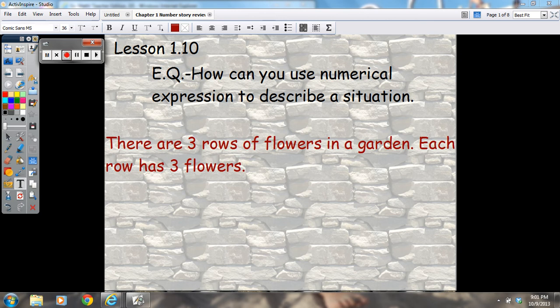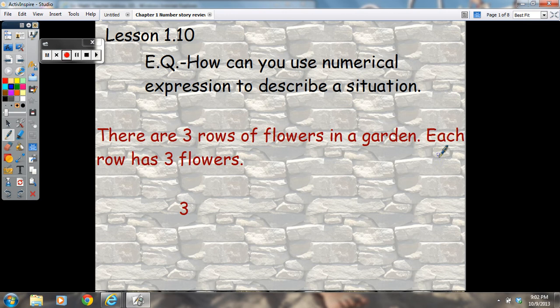Here's our next situation. It says there are 3 rows of flowers in a garden. Each row has 3 flowers. Okay, we start with what we know. We know that there are going to be 3 rows of flowers. Now each row has 3 flowers. Like I told you in class, this word each can sometimes give us a clue that it's a certain kind of operation. So we have 3 rows of flowers, we have 1, 2, 3, and each one of those rows has 3 flowers.